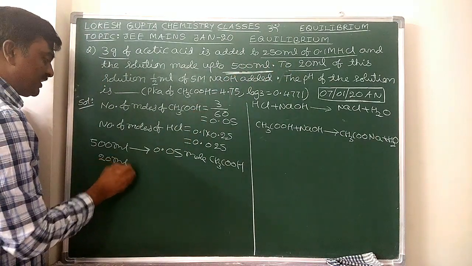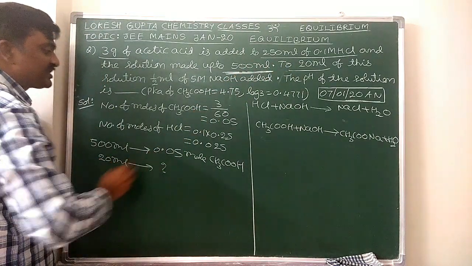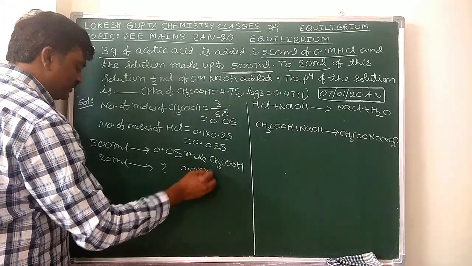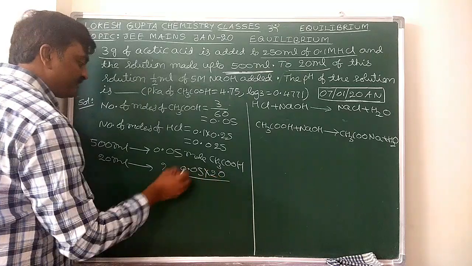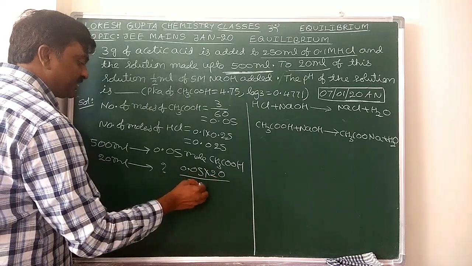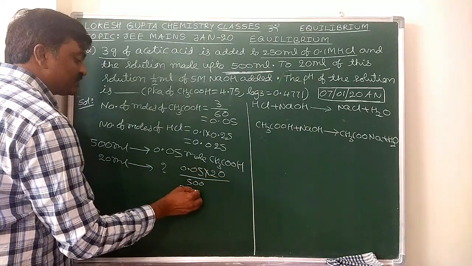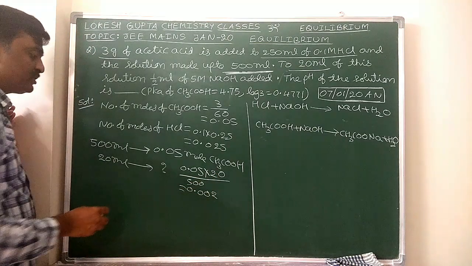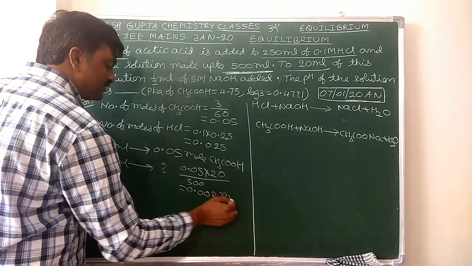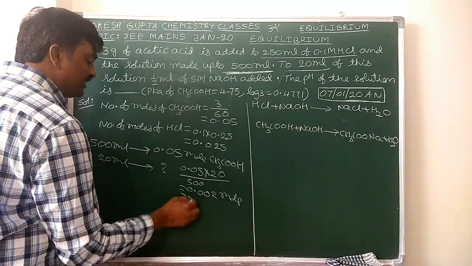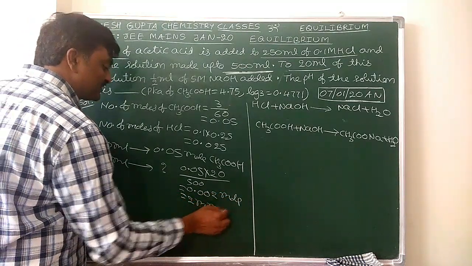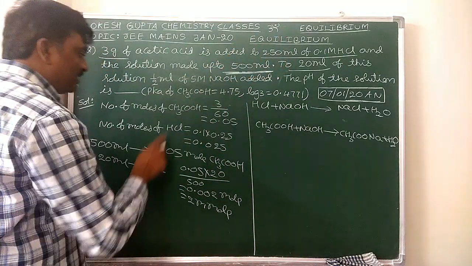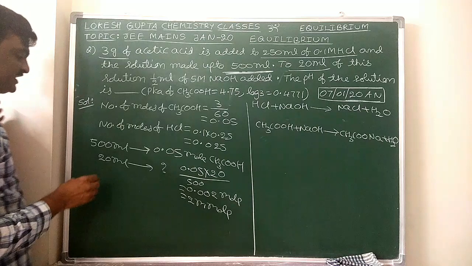In this 20 ml, how many moles of acetic acid are present? 0.05 into 20 by 500. This is equal to 0.002 moles, which is equal to 2 millimoles.